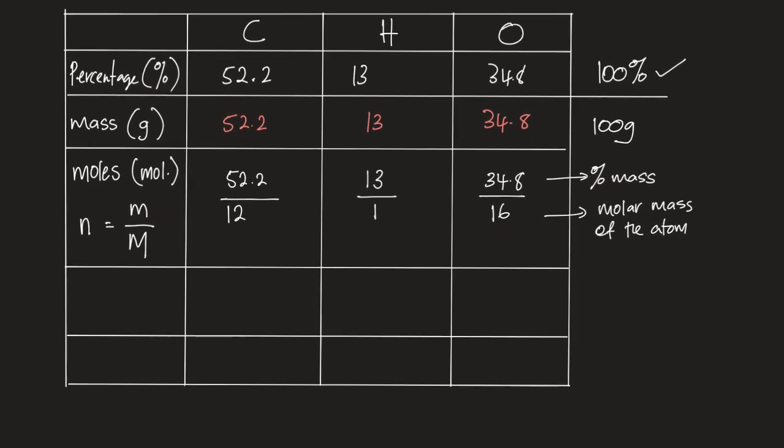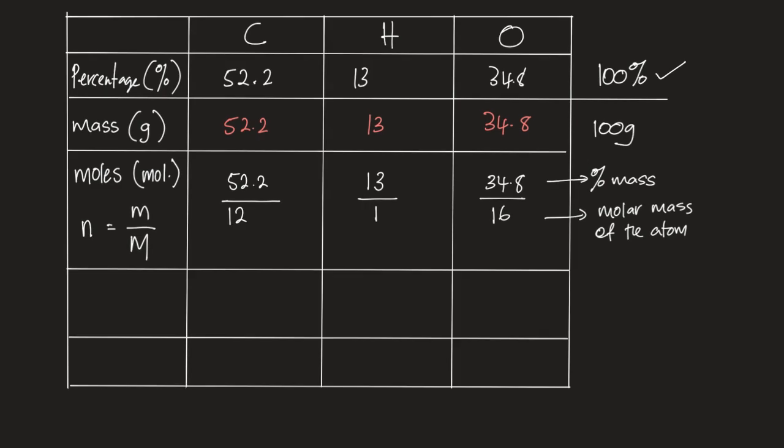All right, what happens now is, please make sure you do not include diatomic, because I know I have hydrogen and oxygen as diatomic. We do not include that. We're finding the simplest ratio of when they bond.